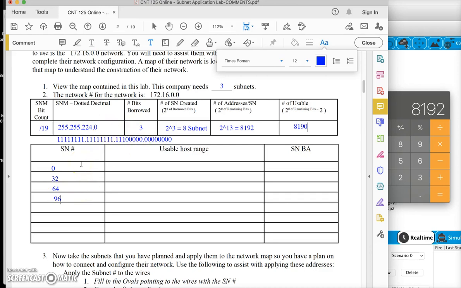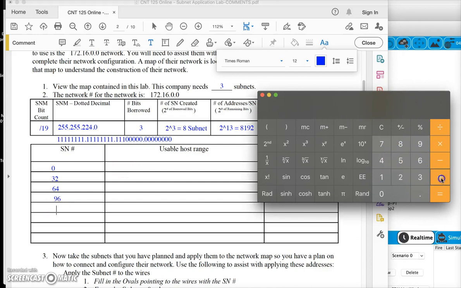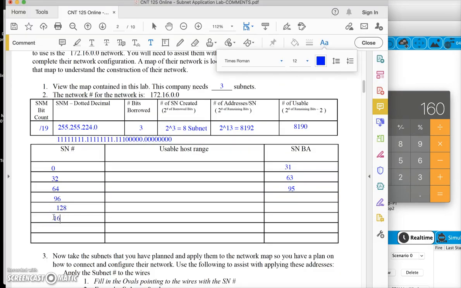Now, if I were doing just the last octet, if I were doing a Class C and just focusing on the last octet, I would do my broadcast address. So 0 to 31 over here, 32 to 63, 64 to 95, and if we keep going, 96 plus my 32, there is my 128, 160. So over here I have 127, and 159, and so forth. If I were just doing Class Cs, these would be my subnet ranges.